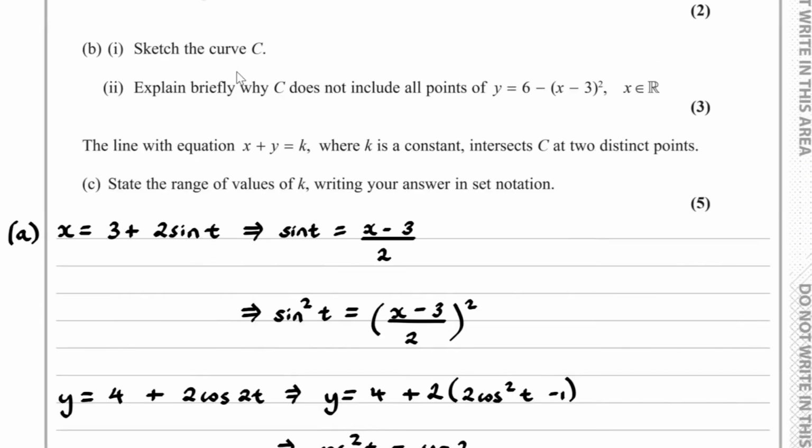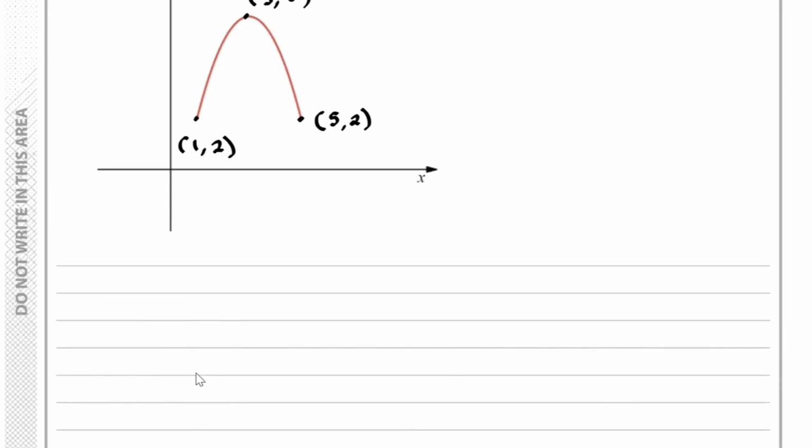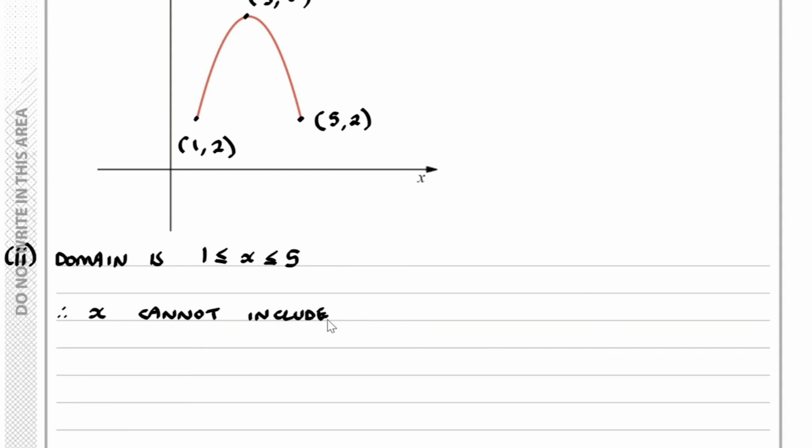And then for the next part of part B, we have to explain briefly why C does not include all of the points of y equals 6 minus x minus 3 all squared, where x is a real number. Well, quite simply, we can't include all values of x because of our domain. So, the domain that's given by 1 is less than or equal to x, which is less than or equal to 5. And so therefore, x cannot include all real values.